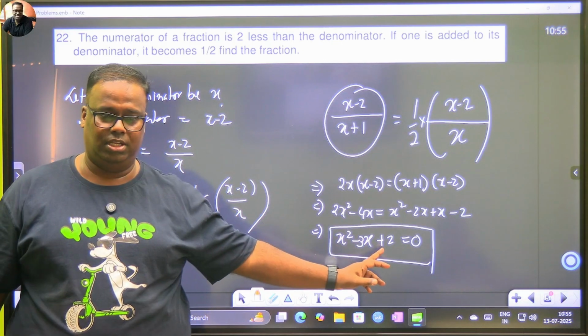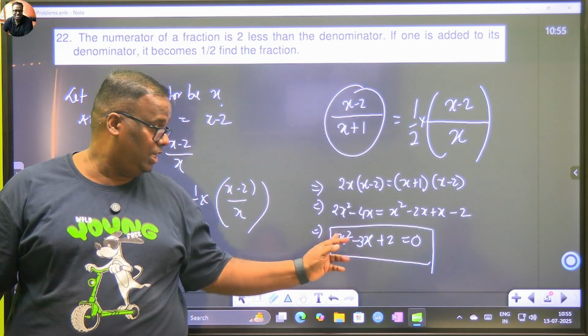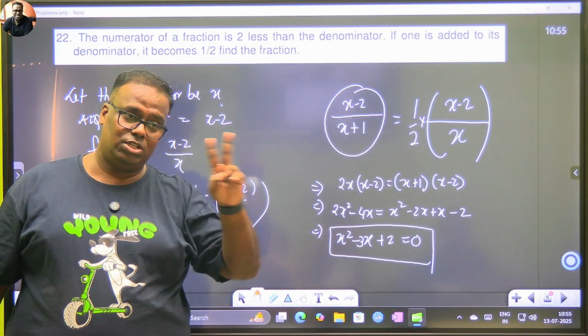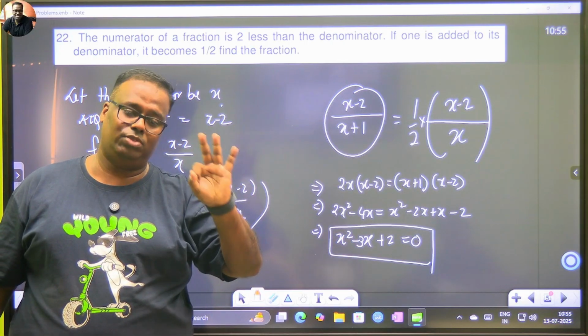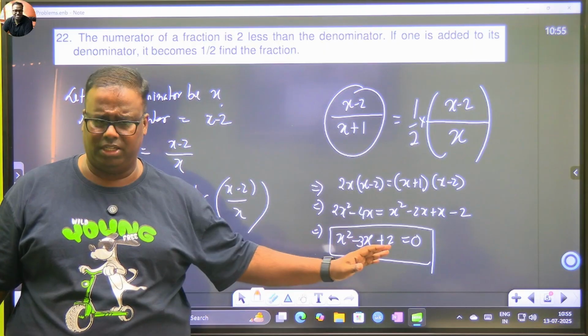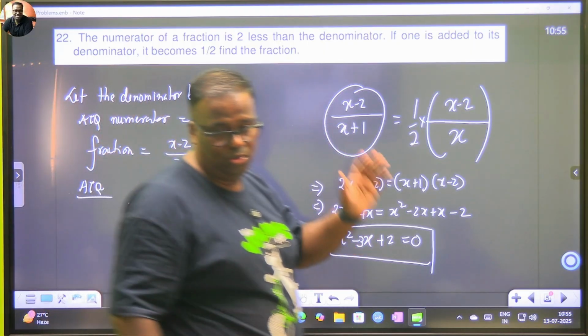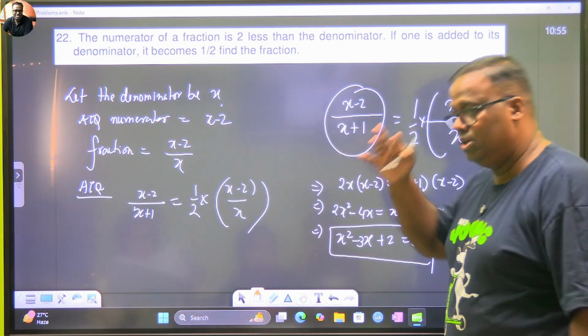इसमें दो answers आएंगे. This is a quadratic equation. Quadratic equation always has two answers. Cubic will have three answers. You don't know how to solve it, so we'll park it. But have we understood how to frame the question?